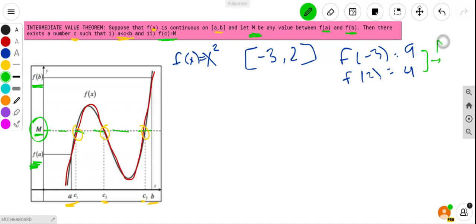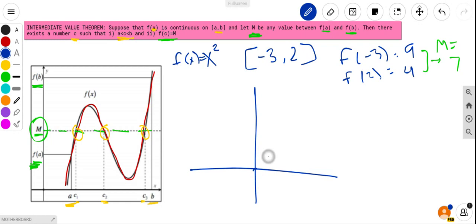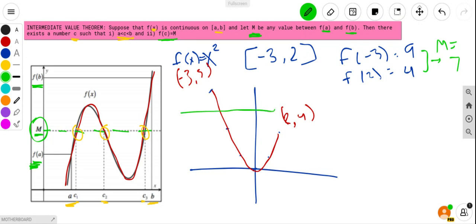So let's say that m equals 7. Okay, what this theorem guarantees is that if I have this graph right here, which is, oops, let's get the red, from -3, 9 to 2, 4, at some point where my y value is 7, there should be an intersection, and I can see it occurs right here.